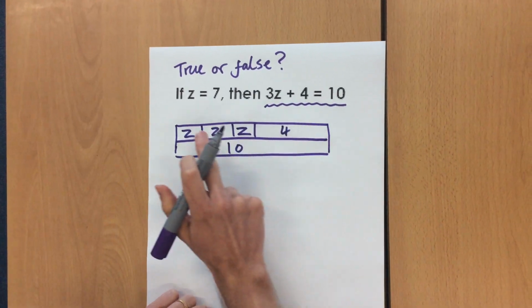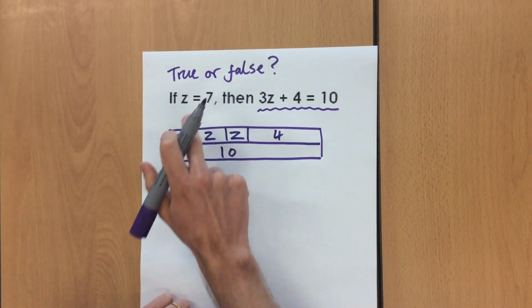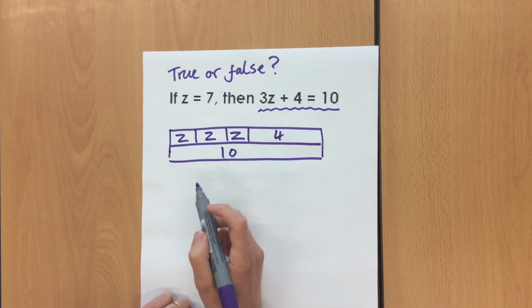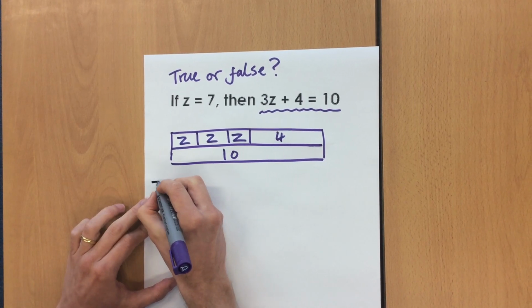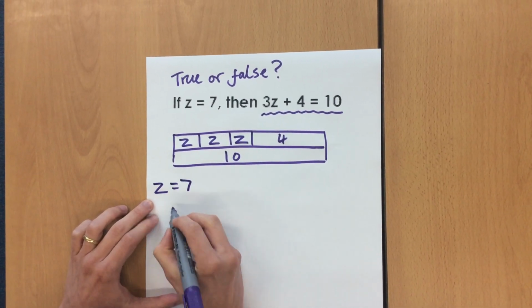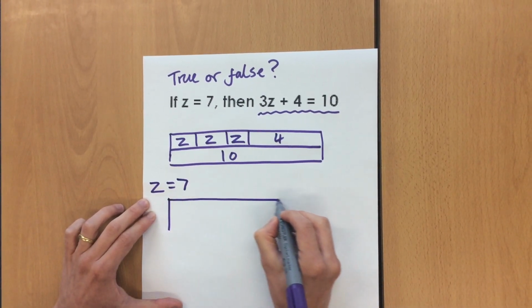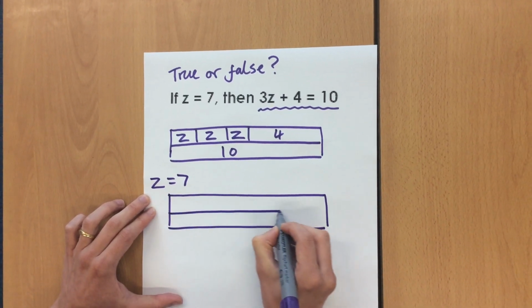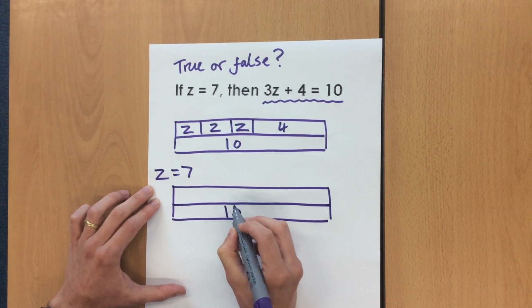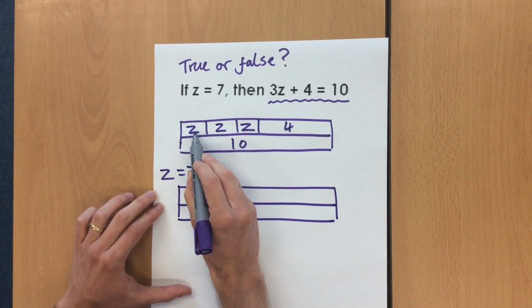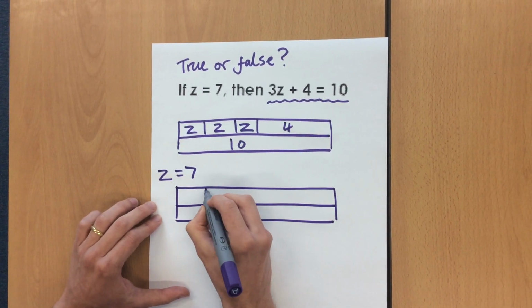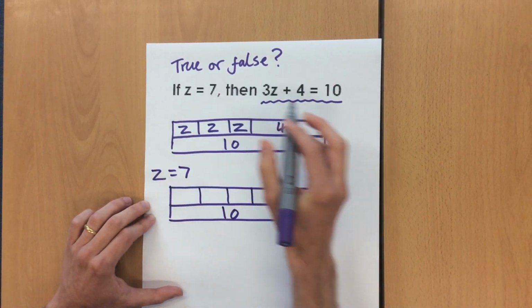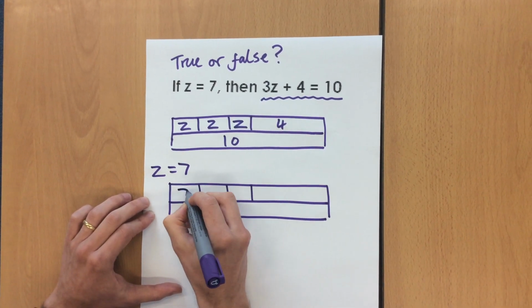Now in this statement it says if Z equals 7. Well, let's substitute that. I'm going to write here Z equals 7, and draw my bar again, splitting it in half again. My total is still 10, but instead of Z, I'm going to substitute the number 7. It's the same bar setup, but instead of Z, I put the number 7 in.